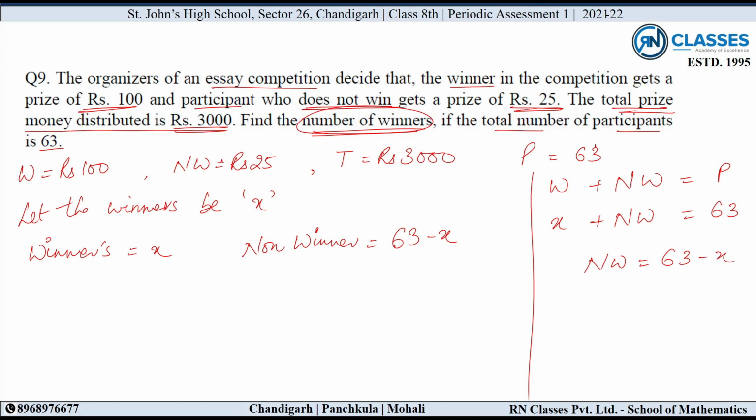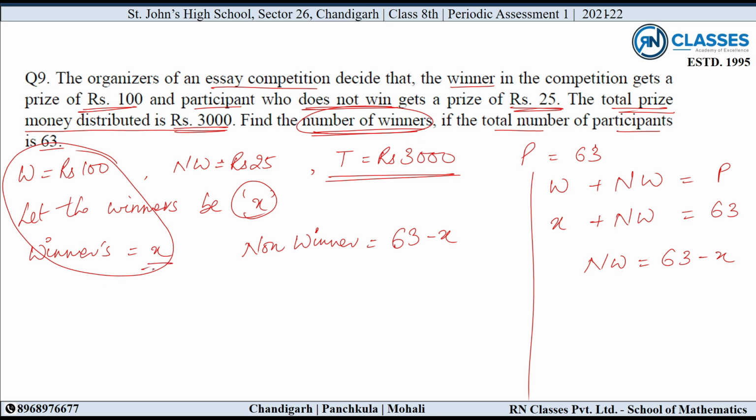Now, we have to find winners. X निकालना है, किसी तरह से X निकले. एक information use नहीं किया हमने: total prizes distributed is 3000. Now we have to use this. Prize money distributed. Okay. Winners को prize money कहाँ से मिलेगी? यहाँ से. Okay. So if suppose we have one winner, how much prize money is distributed to winners? 1 into 100. If there are 5 winners, it will be 5 into 100.